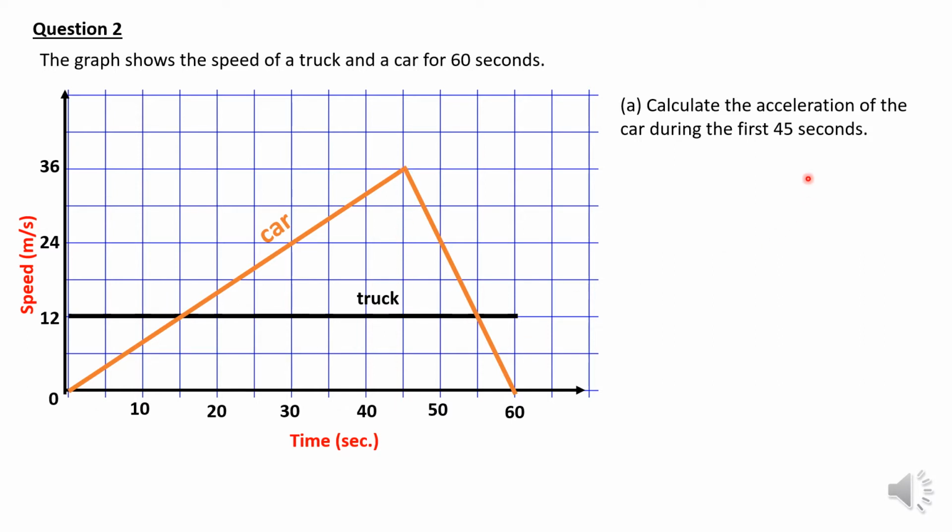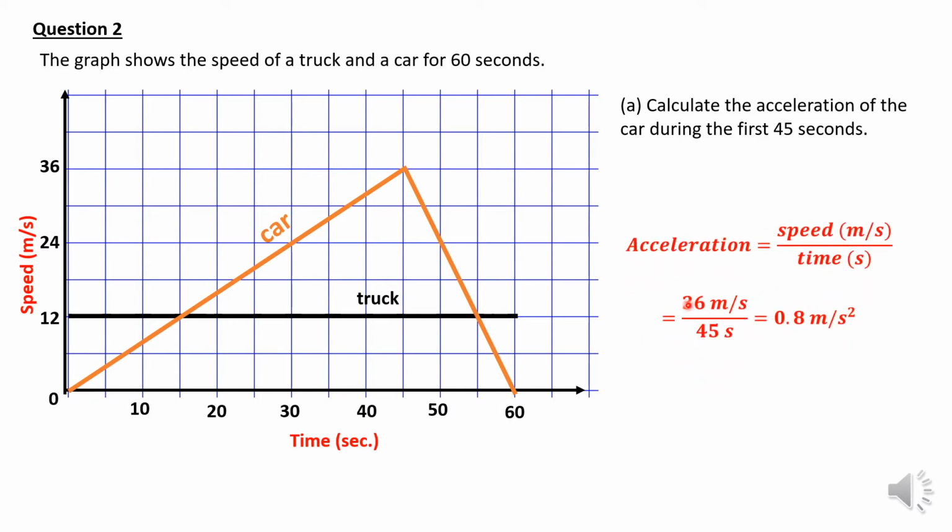Remember, acceleration is nothing but gradient. Gradient is the vertical distance, 36 divided by 45. All right, so once you do that, you get 0.8 meters per second squared. That is going to be the acceleration of the car during the first 45 seconds. Okay, so remember, look at the previous video, so you don't get confused, acceleration or deceleration is exactly how you calculate the gradient, where you take vertical distance and you divide it by horizontal distance.